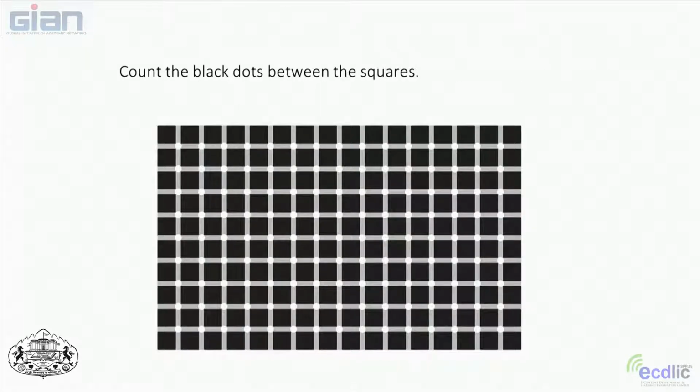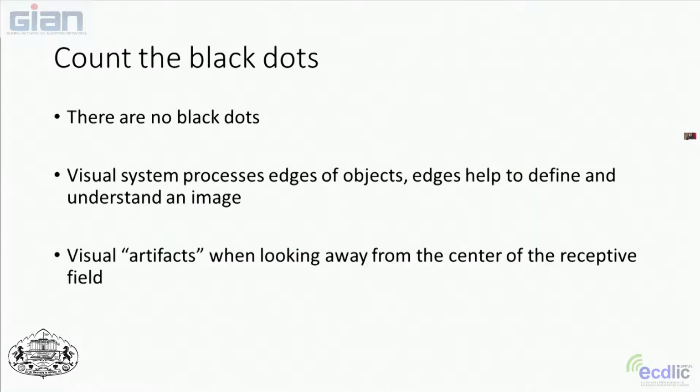Okay, here's another one. If you can count the black dots between the squares in this picture, then you'd be doing pretty well. If you try to focus on the dots inside, they're actually white. But as you see in the periphery, all these black dots around it. So this is another illusion of how our brain is perceiving these. There are no black dots in that.